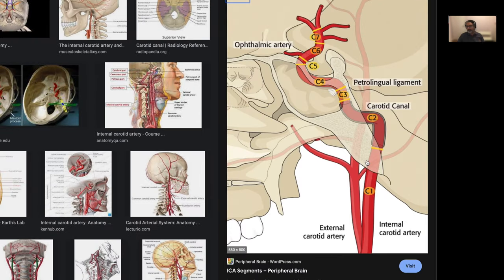So this is C1. If you were a radiology resident, you would have to answer C1. C2 is the one that's in the carotid canal. C3 is when it moves superiorly up. Then C4 turns another sinusoidal way. C5 it curves again, and here it becomes part of the circle of Willis.